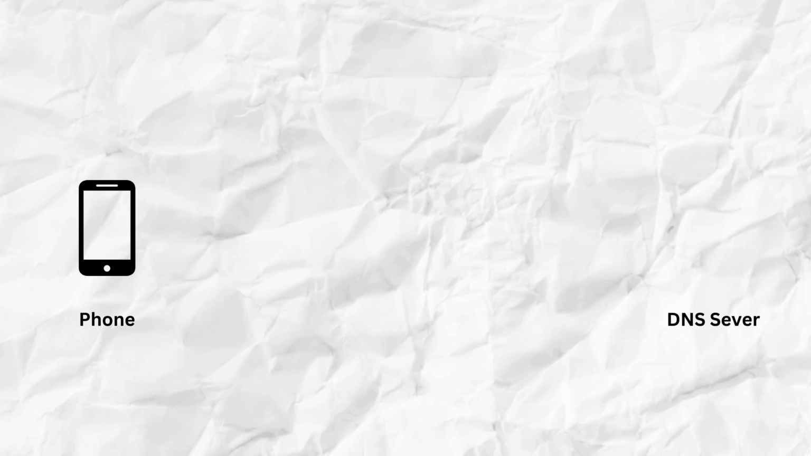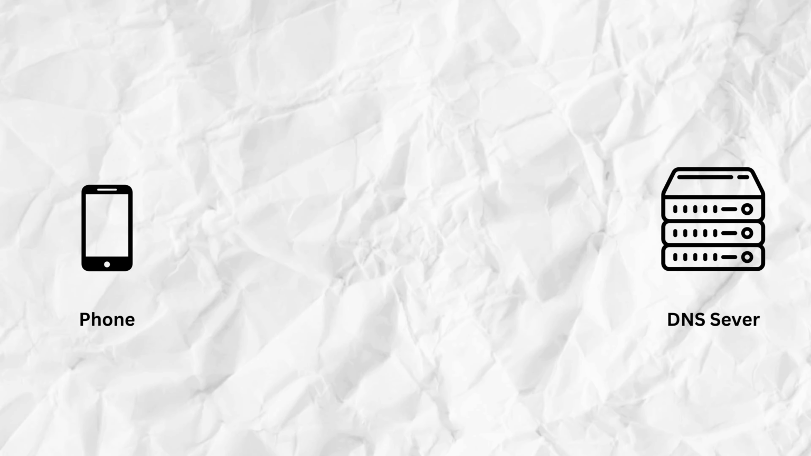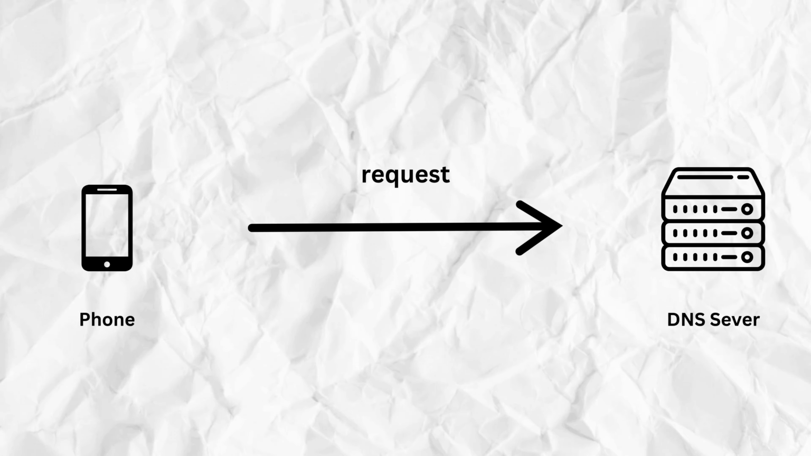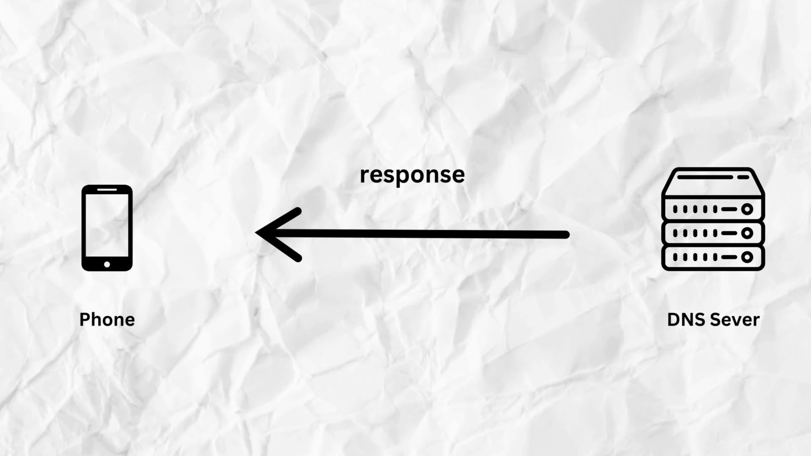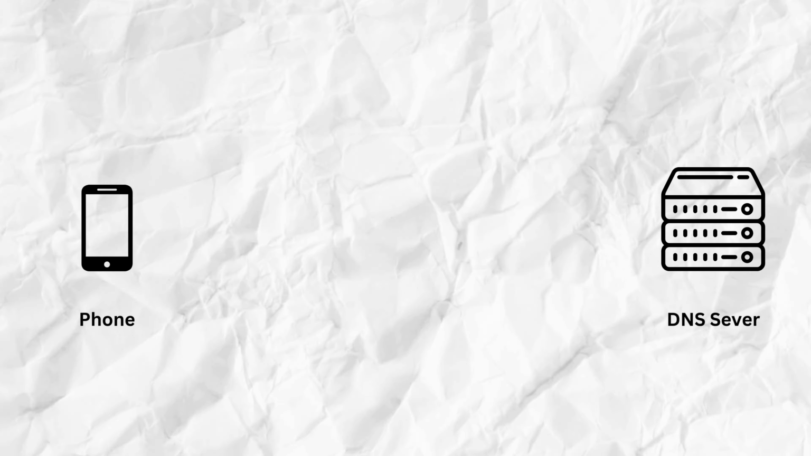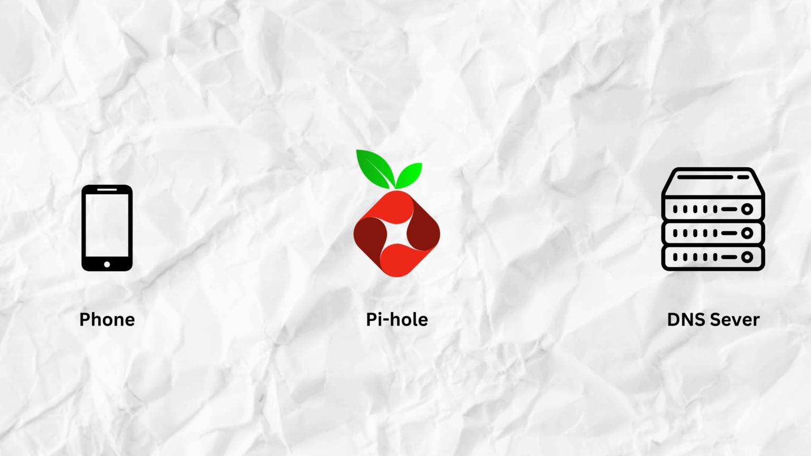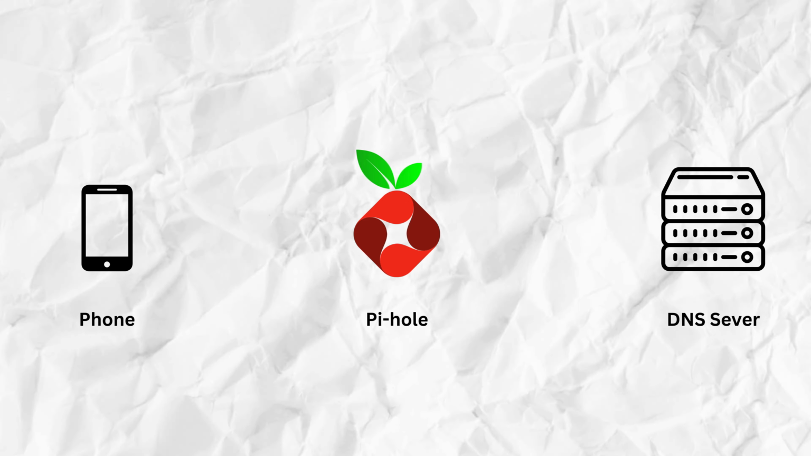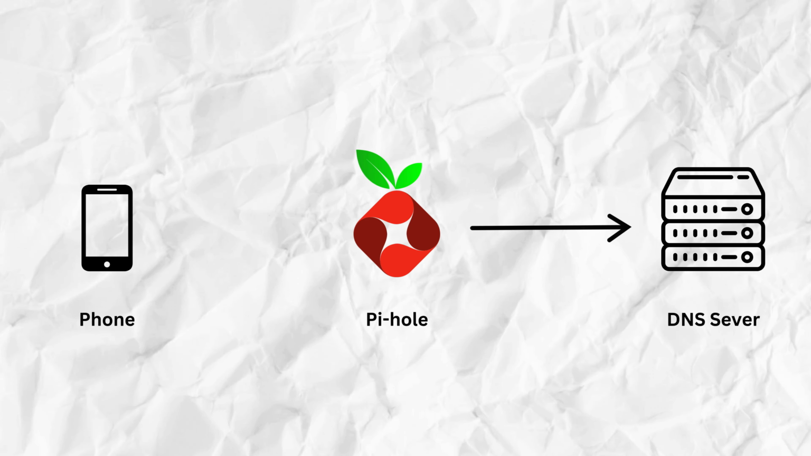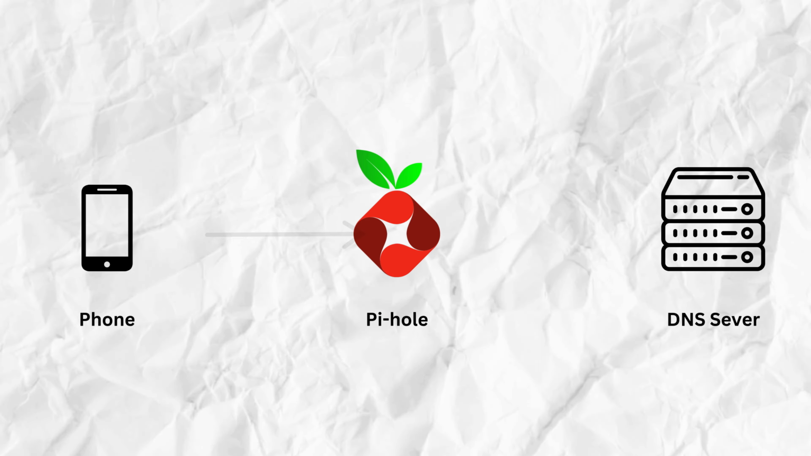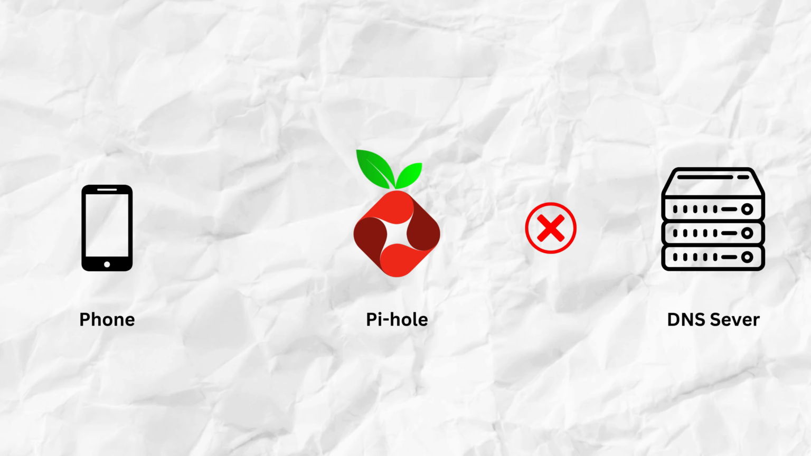Now, how does it actually work? Normally, when your phone wants to visit a website, it asks a DNS server, "Hey, what's the IP address for this site?" The server gives it back, alongside 50 other ad and tracking domains. When we install Pi-hole, your Pi becomes your local DNS server. If a request is for actual content, Pi-hole lets it pass. If it's an ad or tracker, Pi-hole blocks it before it ever leaves your network.